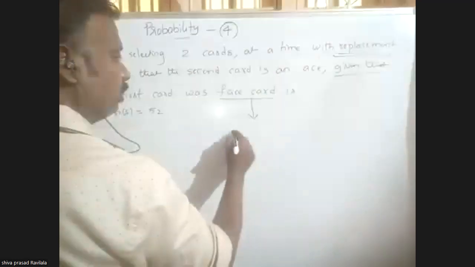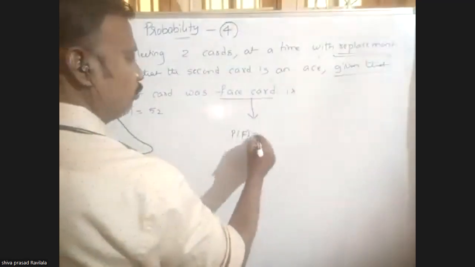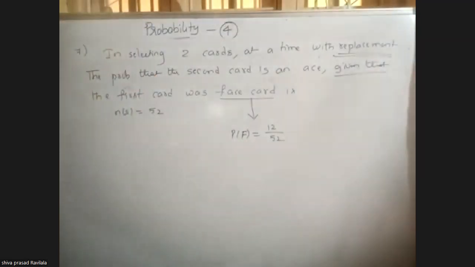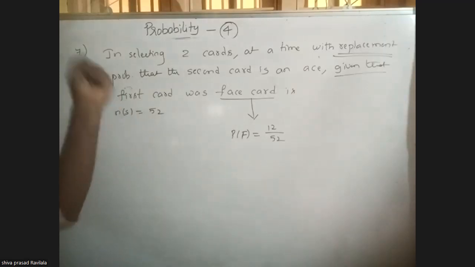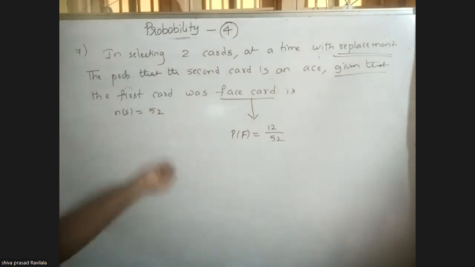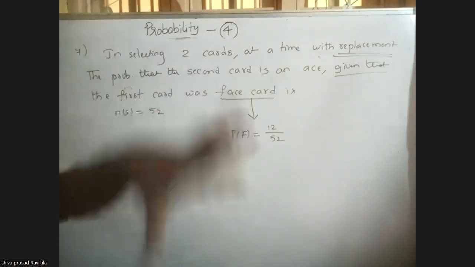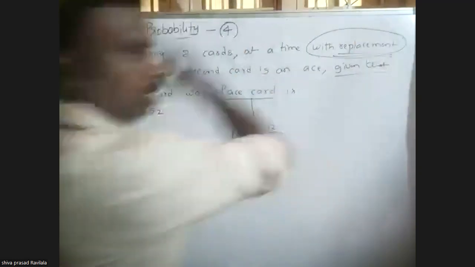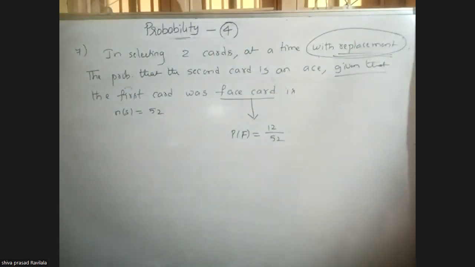The probability of selecting a face card first: P(F) = 12C1 by 52. But here one condition is there: with replacement. We took the first card and put it back, and again we put it in the same pack of cards. That is said to be with replacement. Without replacement means we keep the card aside. With replacement we keep it again in the set.